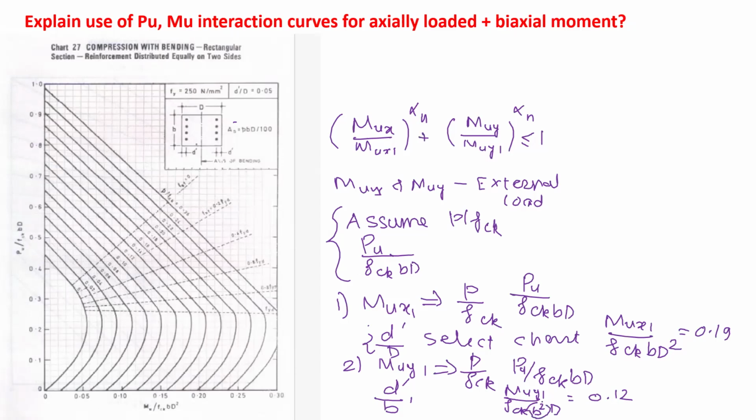Here we have B square, here we have B, whereas here we have D, and in this we have D square. So that change you have to see when you are solving the problems.